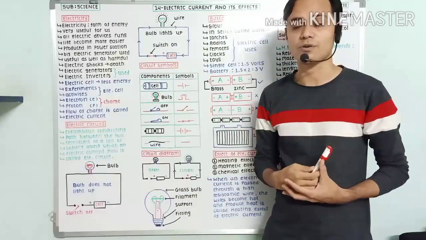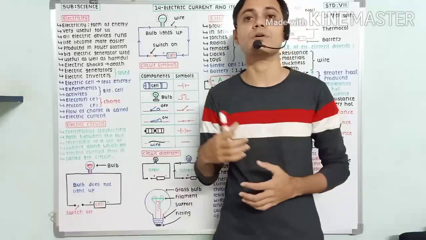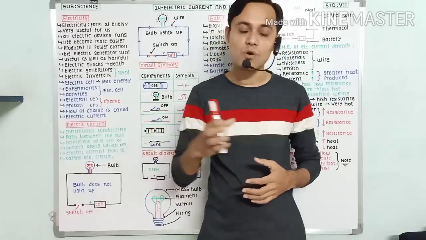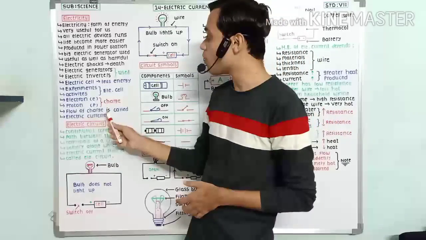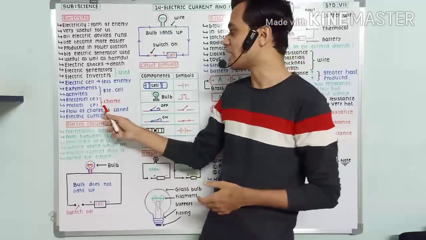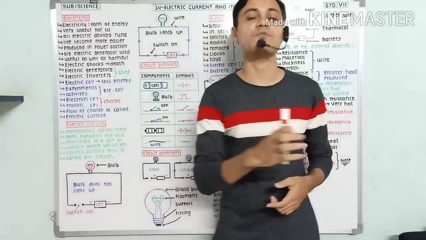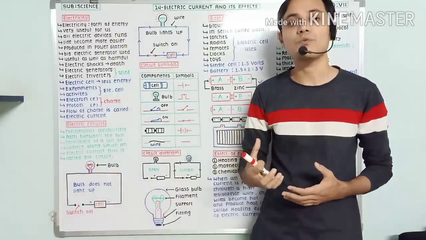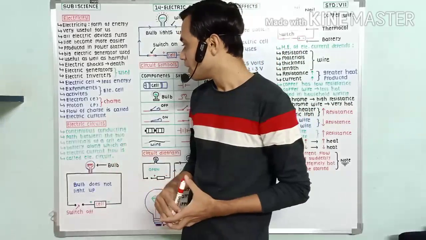Now what is current? First we will discuss. Suppose we talk about water current, it means the flow of water, which is known as a water current. In the same way, the flow of electric charge, right? This is known as electric current. Here charges are electrons and protons. So this is a charge, and the flow of charge in the conducting wire is known as the electric current.